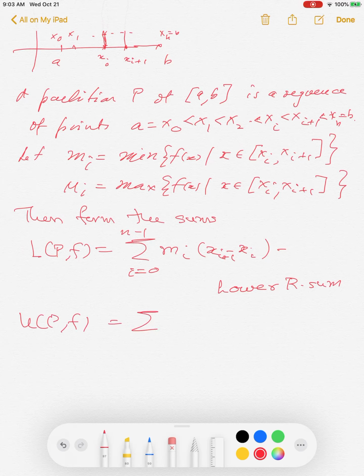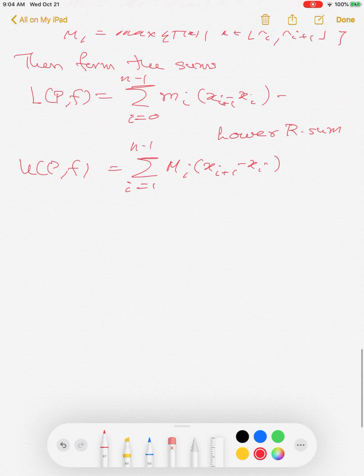And UPF, which is the upper Riemann sum, by taking the maximum of the function. And so then the theorem is that when you make the partition finer and finer, these two limits, limit of LPF and limit of UPF, exist and they are equal, and that's called the definite integral. That's the way it was defined.